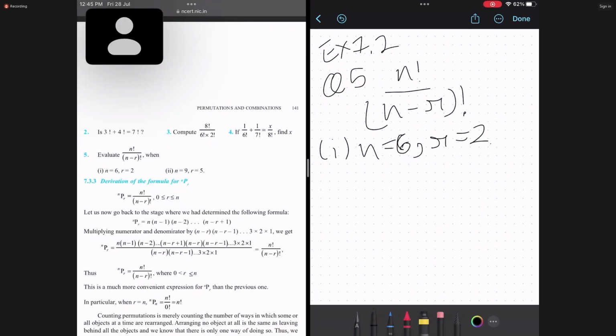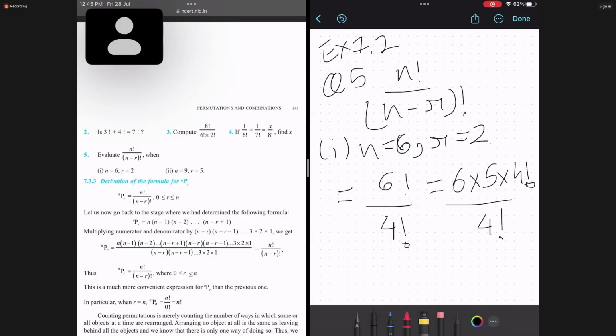So first part, just plug in the values of n equal to 6 and r equal to 2 in the above equation. What you're left with is 6 factorial upon 6 minus 2 is 4, and 4 factorial down here. 6 factorial could then be broken up into its constituent components, which would result into something like this. And as you can see, now we can take 4 factorial out common from the numerator and denominator. Cancelling that out, what you're left with is 6 into 5, which is nothing but 30. That is the answer for the first part. Moving on to the second part.